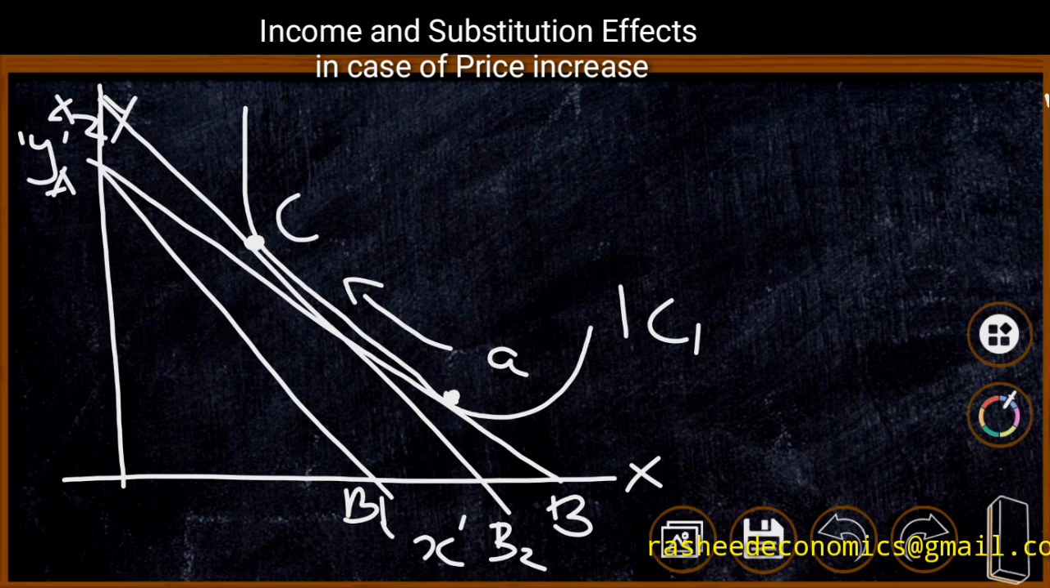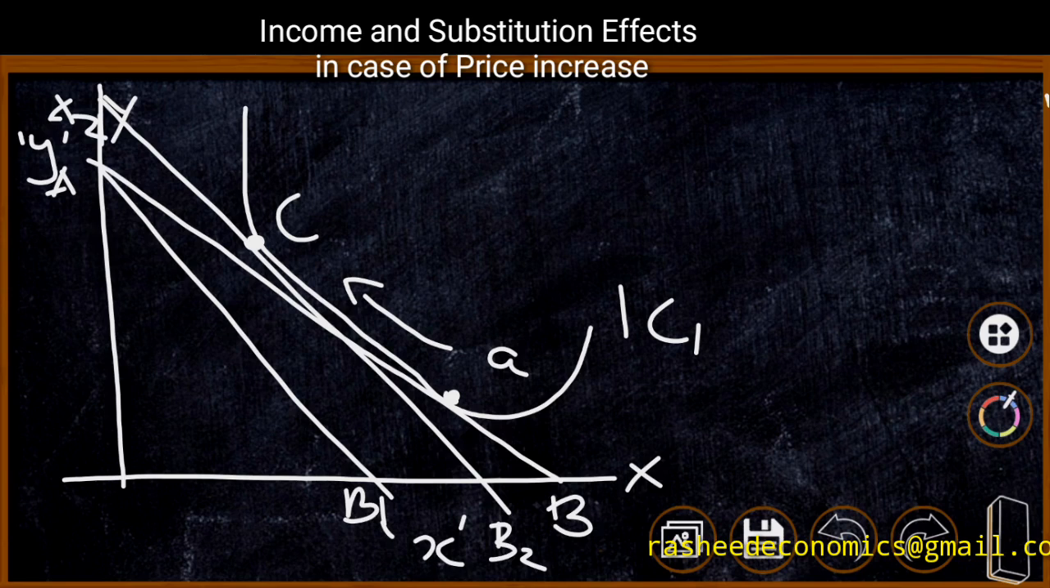Since the price of product X has been increased, consumer will have a tendency to increase the consumption of Y, because the price of Y remains constant and price of X has been increased. Therefore the movement from A to C is the substitution effect. It is a backward movement, because when price of a product increases, the consumption will be decreased, and when price of a product decreases, the consumption will be increased. Therefore here we are analyzing the case of price increase, and therefore substitution effect is the movement from A to C, that is backward movement.